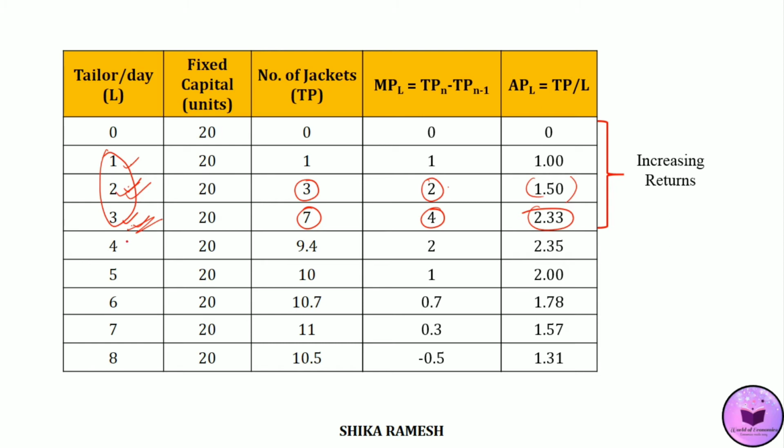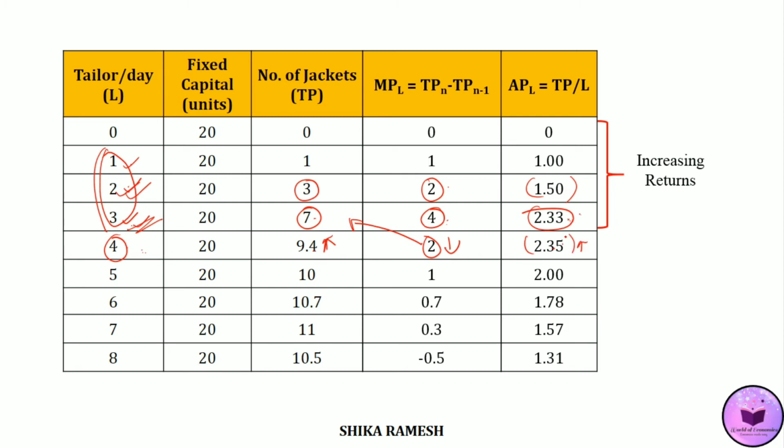But with the employment of the fourth tailor, though the total number of jackets has increased from 7 to 9.4, the marginal productivity has decreased. That is, the fourth tailor is contributing only 2 jackets to the total number of jackets, while the average productivity of that fourth tailor is still higher than that of the third tailor.